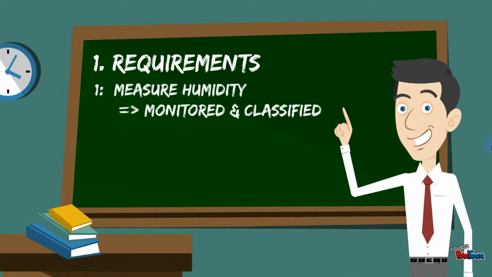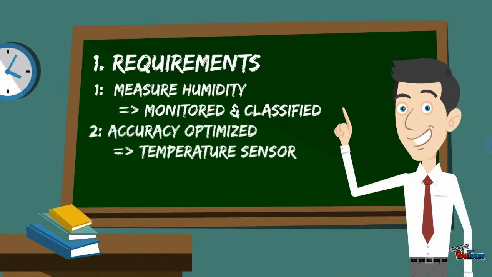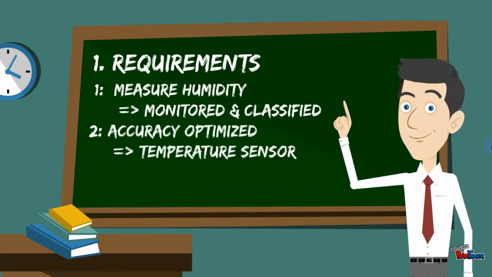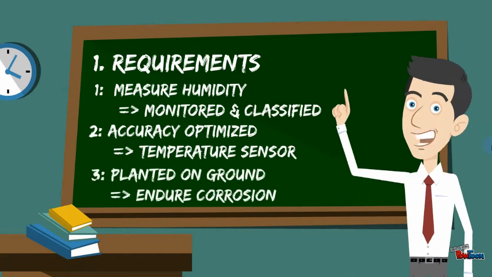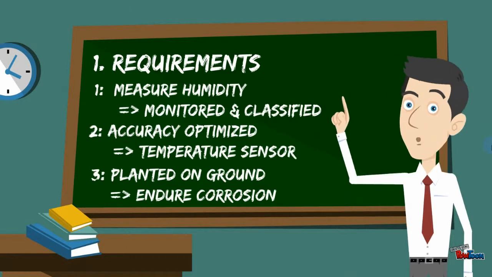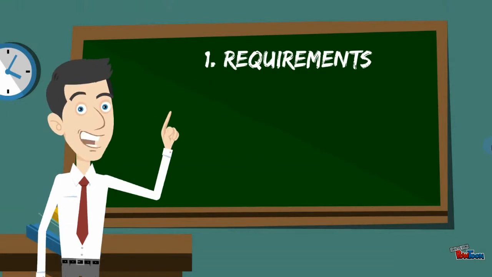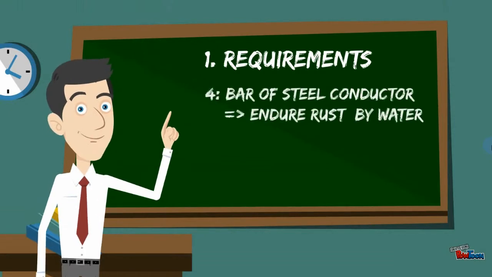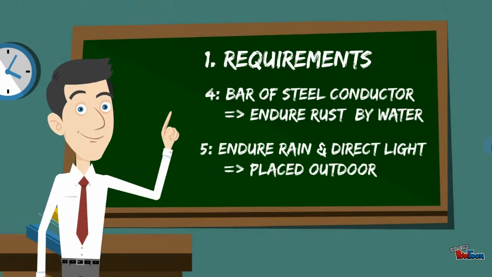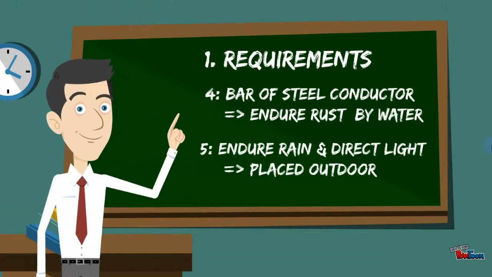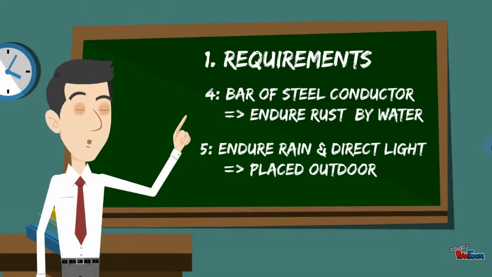First of all, design requirement. The sensor can measure the humidity of soil, thus it can be monitored and classified by its quality. Accuracy of measurement can be optimized by using a temperature sensor. The sensor itself will be planted in the ground, so it has to endure corrosion. The primary sensing element is a bar of steel conductor. The conductor has to endure rust by water. The system has to endure rain and direct light because it will be placed outdoors.